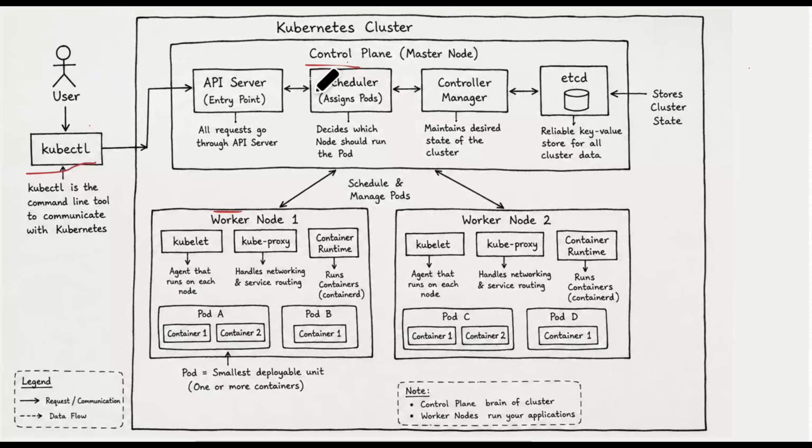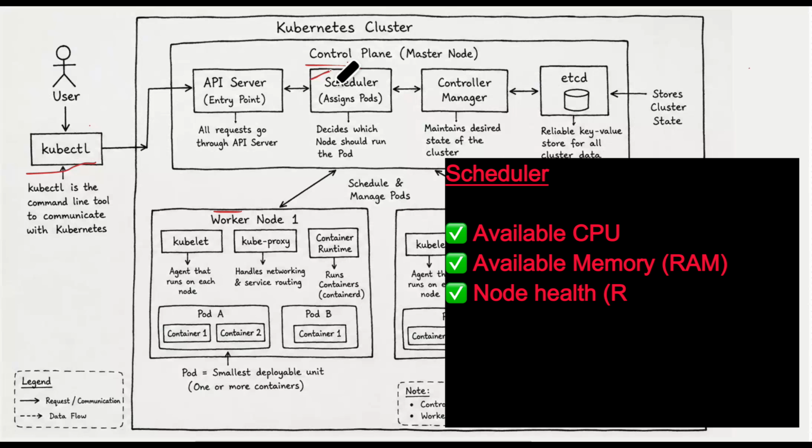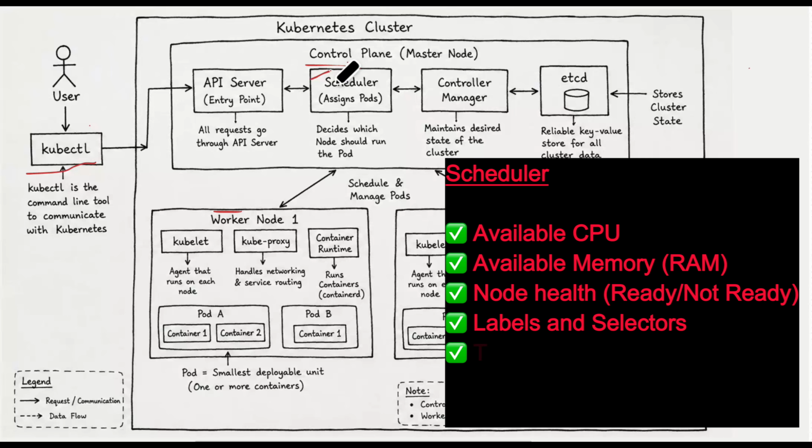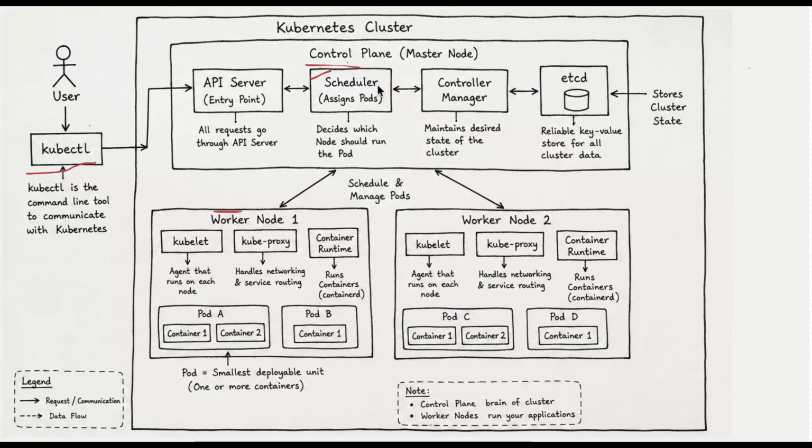Now next we are going to understand the scheduler. The scheduler basically assigns pods to the most suitable nodes based on resource availability, affinity rules, and constraints. The scheduler does not create any pods. It just decides the best worker node for each pod. You can also say the scheduler is the decision maker of Kubernetes.